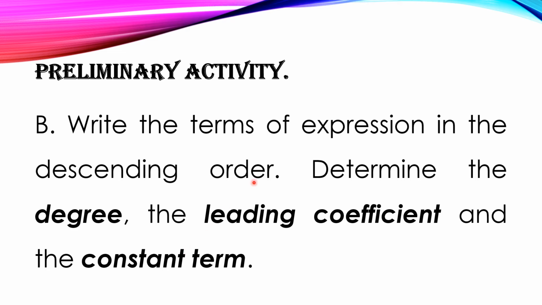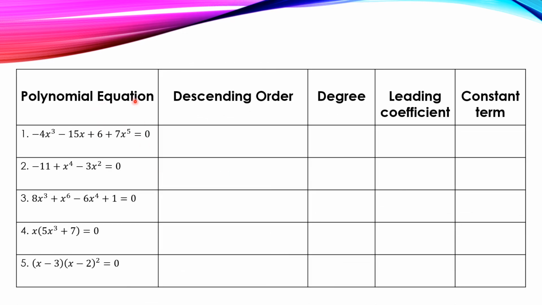So mahalaga yung pag-arrange natin ng mga terms in a given equation. Kasi yun yung tutulong sa atin para ma-identify natin ng tama kung ano ba yung degree, ano yung kanyang leading coefficient, at yung kanyang constant term. Okay, so kung ready na kayo, simulan na natin ang ating second part ng ating preliminary activity. Okay, so this is our table for the polynomial equation. So we have a column for the descending order, the degree, the leading coefficient, and the constant term. So we're going to fill in yung mga blanks dito.